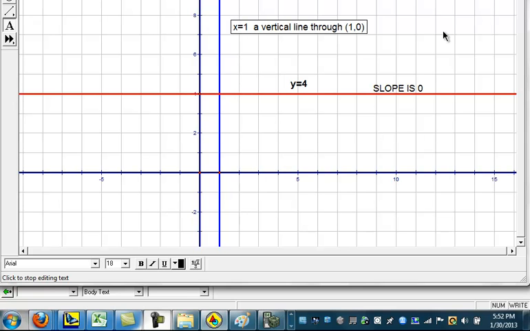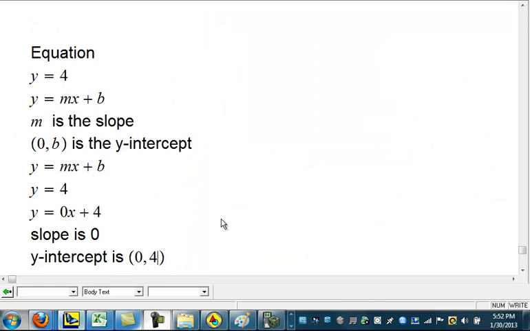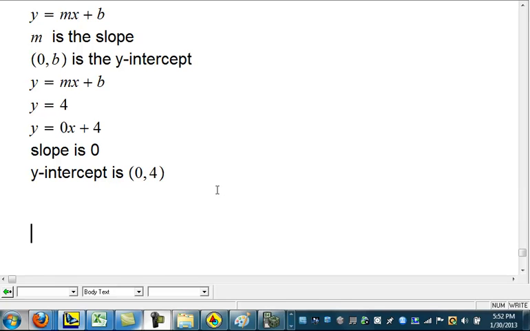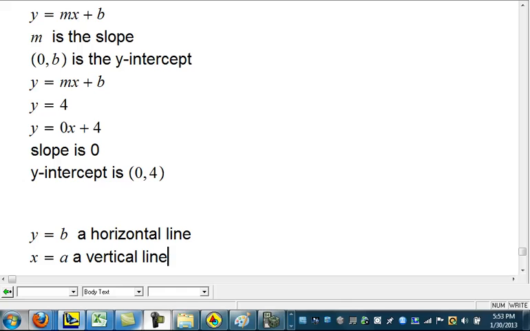Everybody clear? Okay, so what you have now is that if I have y equals b, it is what? A horizontal line, right? Everybody clear? If I wrote x equals a, what is it? A vertical line, right? So far so good, everyone?